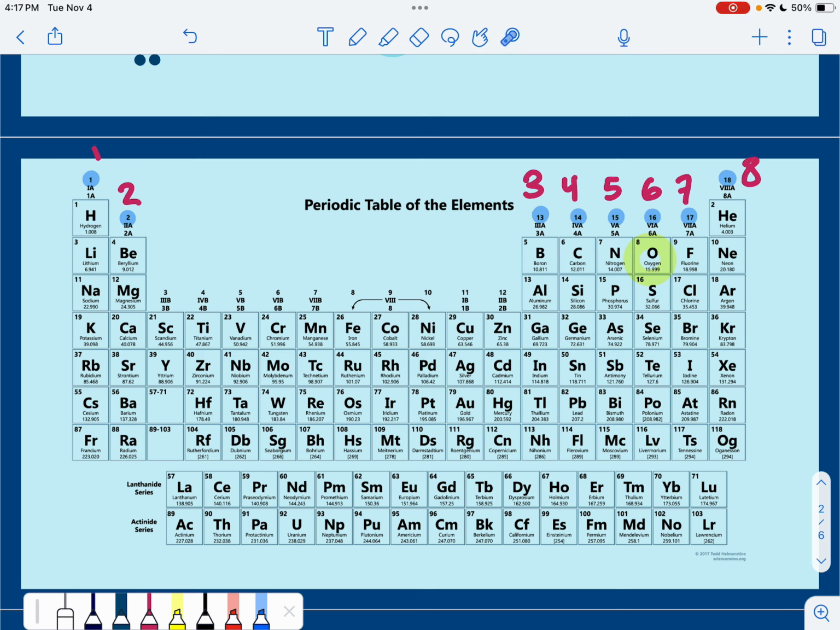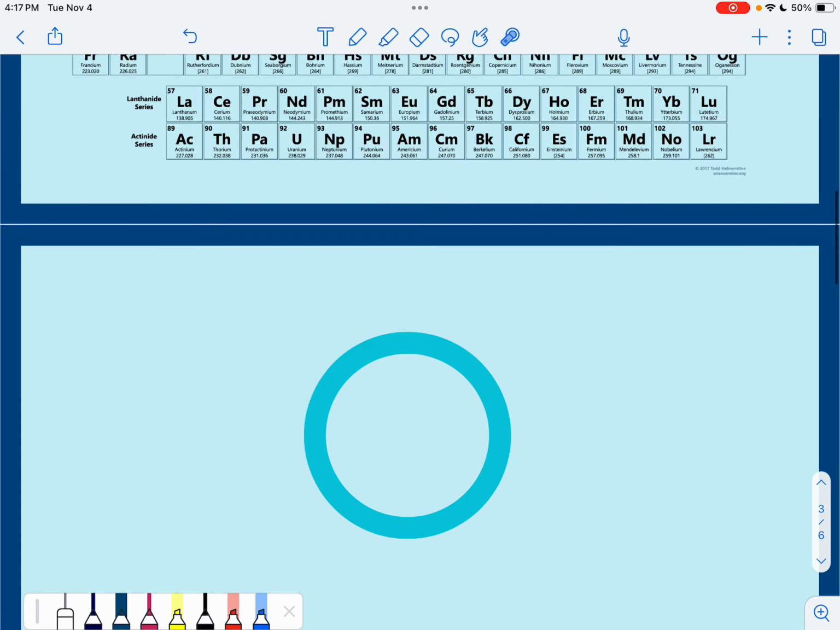Now, if our question is about oxygen, we can see that oxygen is in group number 16, which has 6 valence electrons. And if we remember the octet rule, atoms want 8 valence electrons in order to be happy and stable, just like the noble gases. So in order to go from 6 to 8, this oxygen will require 2 electrons.